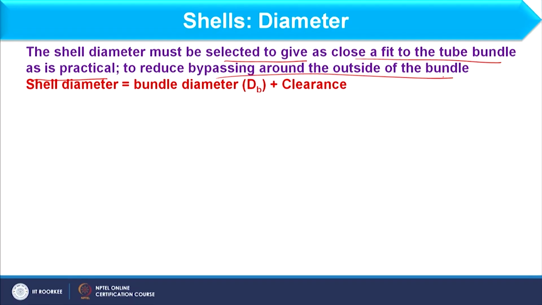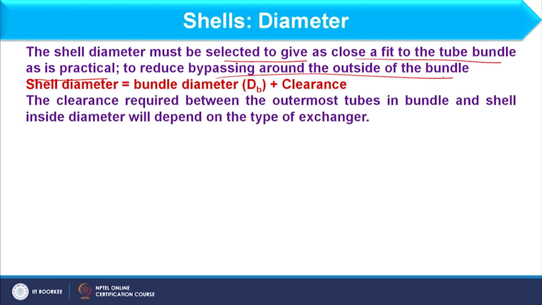Okay. So we should avoid that bypass section, and therefore we have to select the diameter of the shell so that it gives tight fitting with the bundle. So the shell diameter you can calculate, which should be equal to bundle diameter plus clearance, and clearance will depend on the type of heat exchanger along with the bundle dia. Okay. So depending upon the type of exchanger, let us say if I consider internal floating head, their clearance must be very high in comparison to fixed tube sheet or U tube, like that. Okay. So that part we will discuss in detail in the next slide.